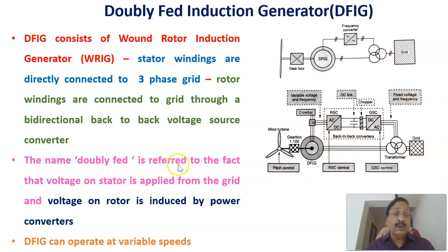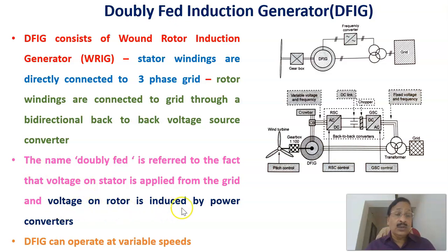The name doubly fed refers to the fact that the voltage on the stator is applied from the grid, and the voltage on the rotor is induced by the power converters. Outside, this is the stator, which is directly connected to the grid, and the rotor inside is connected through the converter.